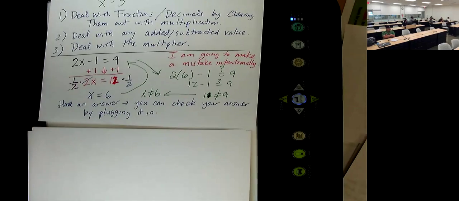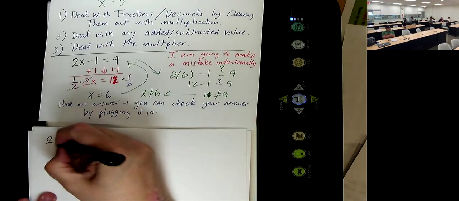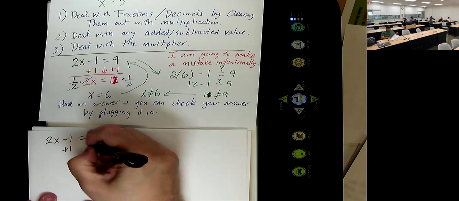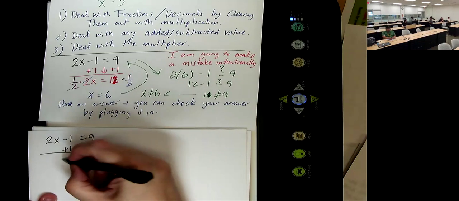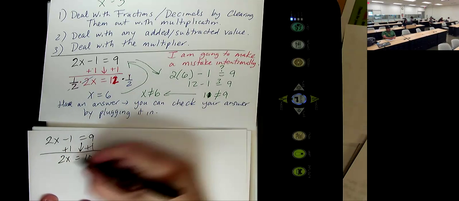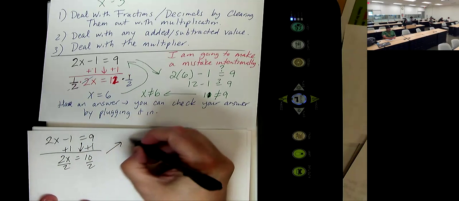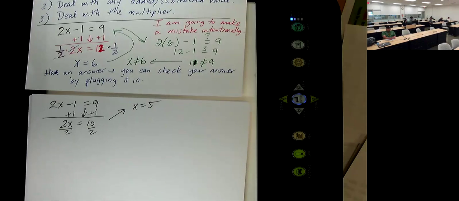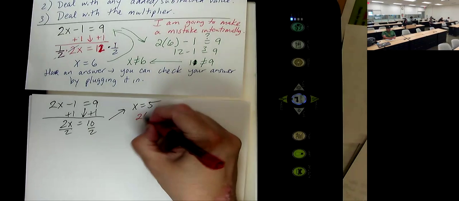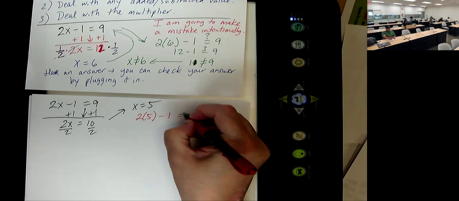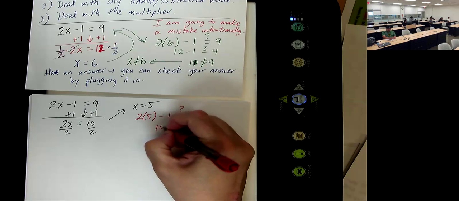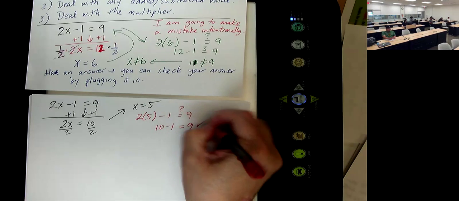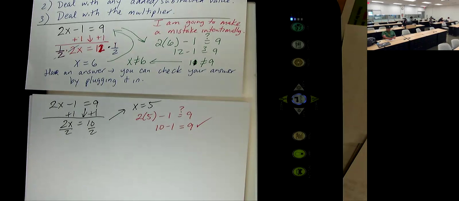Correct way to do that would obviously be: you add the 1 and we get 10 on the right. And divide by 2 and we get x equals 5. Now when we check our work, 5 times 2 minus 1 does equal 9. Any questions?